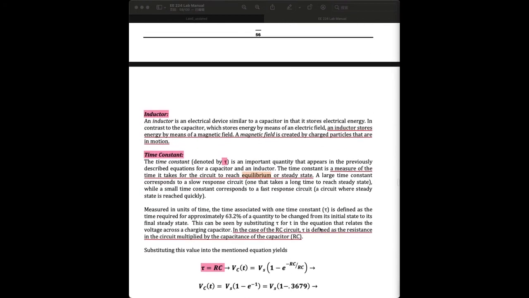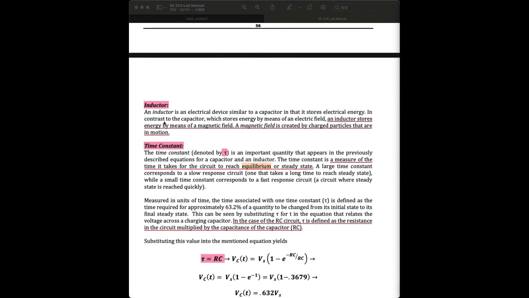Another important component is inductor. It can also store the energy like the capacitor, but what's different is that for an inductor, it's through magnetic field, not an electrical field.